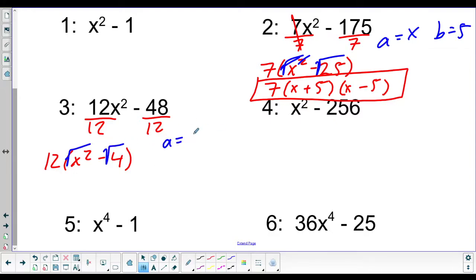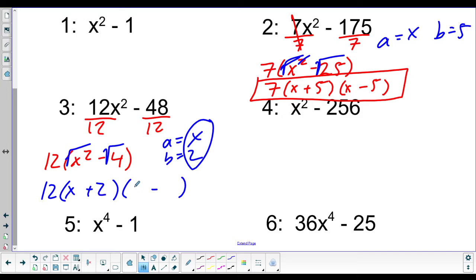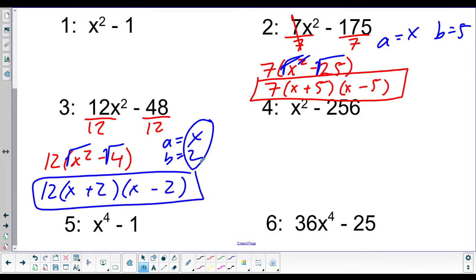So a is x and b is 2. Bring down your GCF. Parentheses, parentheses. Put a plus in one, a minus in the other. Fill in a and b. X and 2, x and 2. You're done. That's the answer. Good? Not too bad? All right.